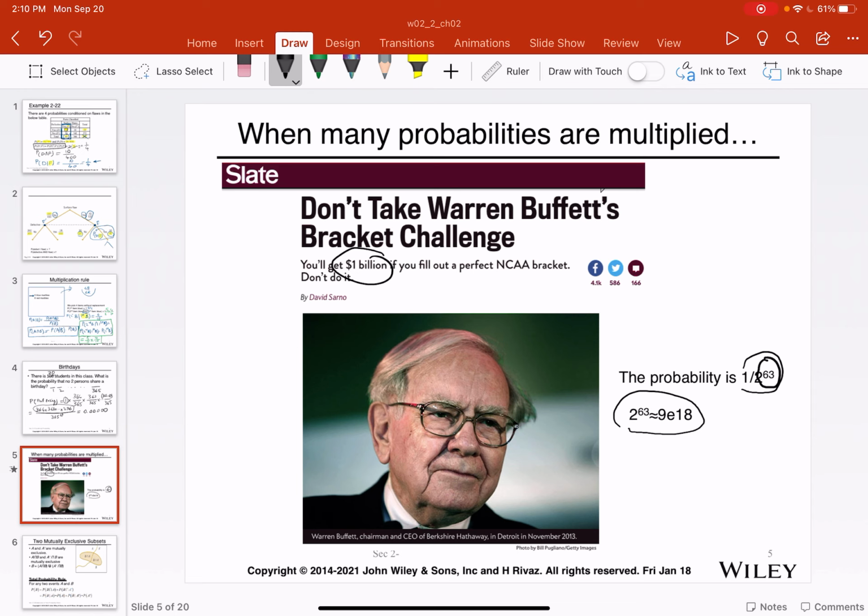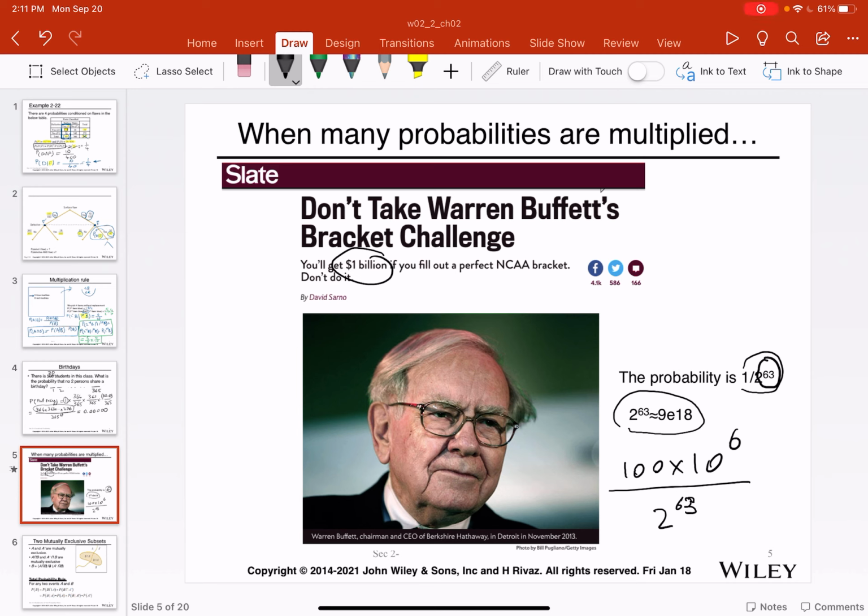So that means that, for example, if 100 million people participate, so 100 times 10 to the 6. So even if this many people participate, the probability of at least one of them winning is going to be this number multiplied by the probability, divided by 2 to the power 63, right?